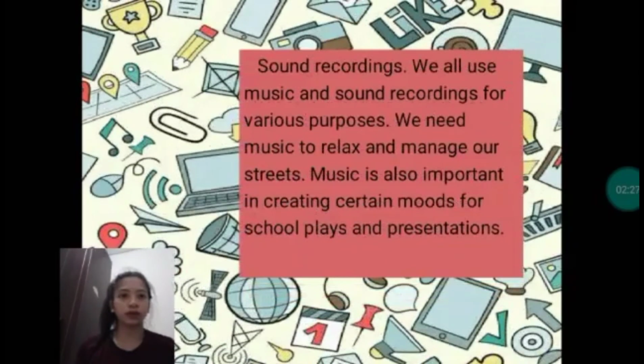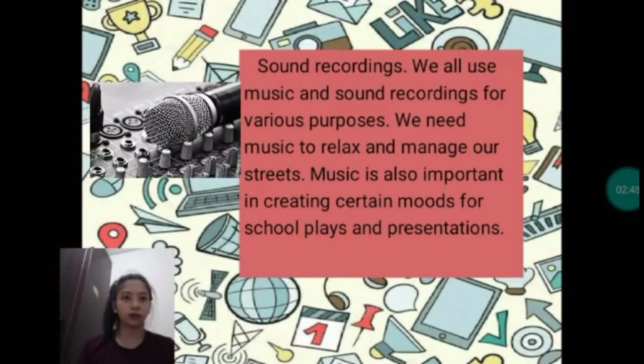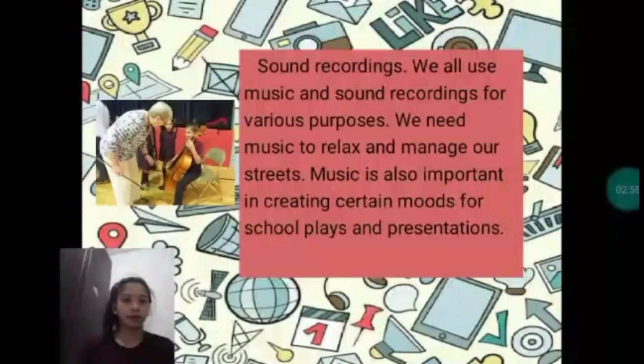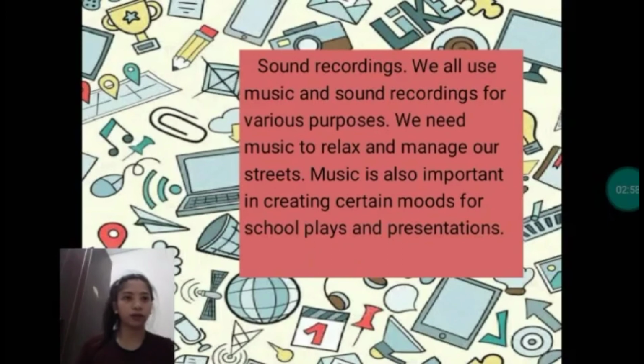So next is sound recordings. We all use music and sound recordings for various purposes. We need music to relax and manage our stress. Music is also important in creating a certain mood for school plays and presentations. So that is what sound recordings are all about.